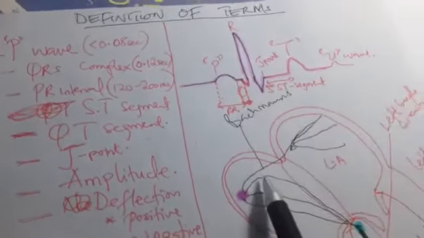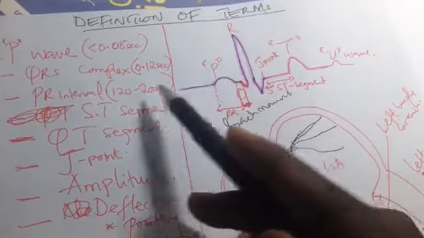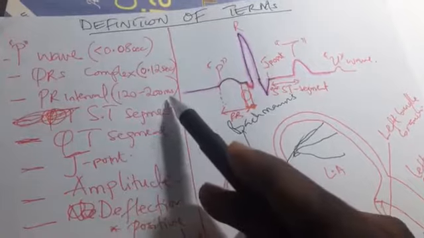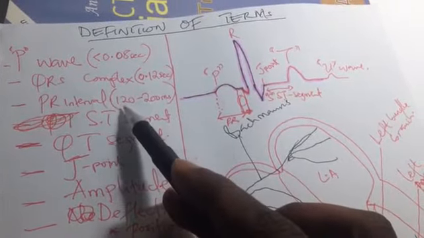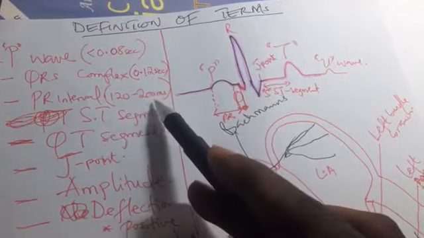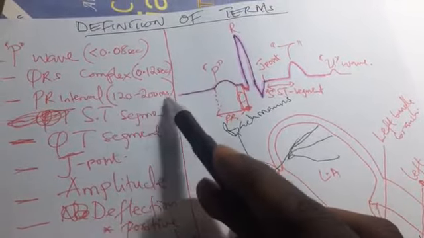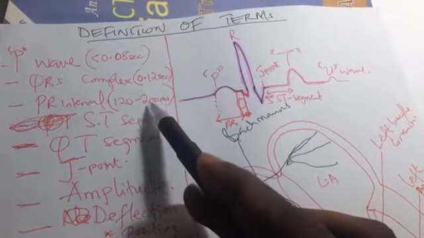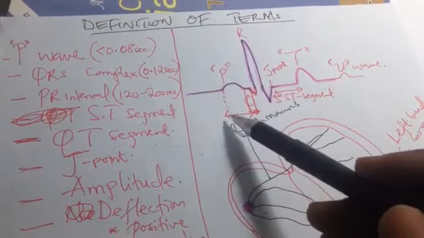So we have the PR interval. The PR interval is very, very important. The PR interval is 120 to 200 milliseconds. This is the range. If it is less than 120 milliseconds, it is a problem. If it is greater than 200 milliseconds, it is also a problem. It has to be within this range. If you convert these milliseconds to seconds, it is 0.12 seconds to 0.2 seconds. So that's the PR interval.